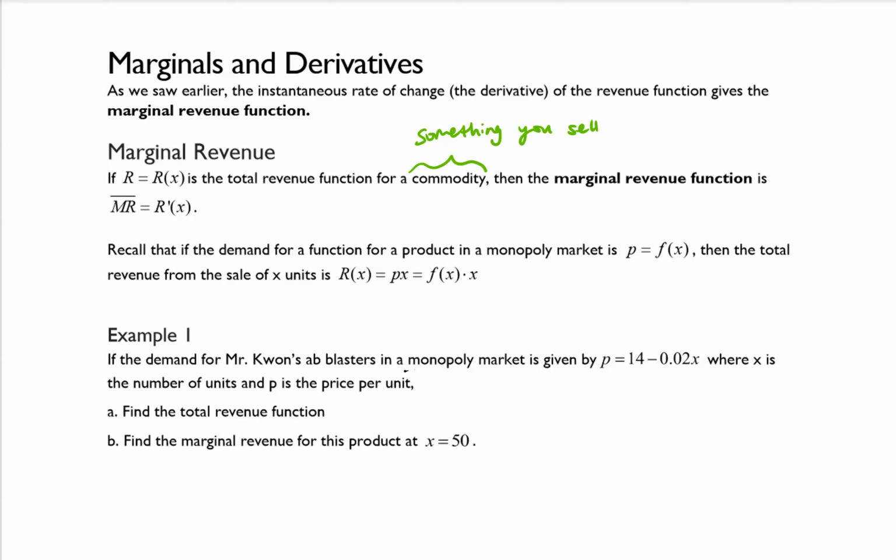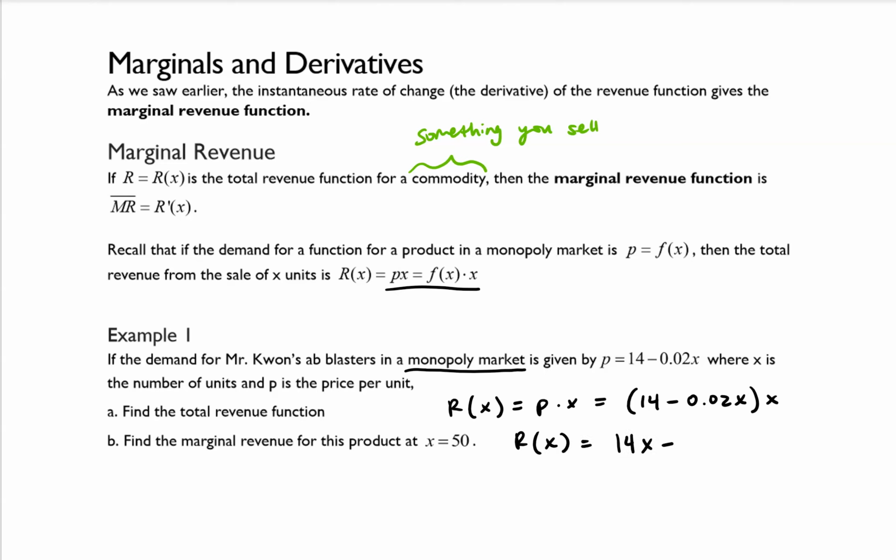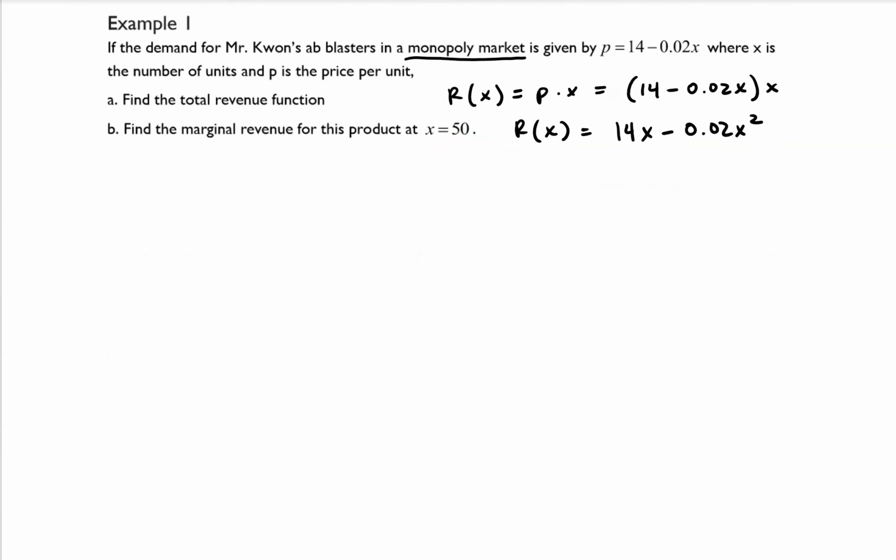And because we are in a monopoly market, we want to use this formula here. We know that the total revenue function is equal to P times x, which is equal to 14 minus 0.02x times x. And if we simplified that, we would get 14x minus 0.02x squared. I'm going to go ahead and box our final answer for our total revenue function for part A.